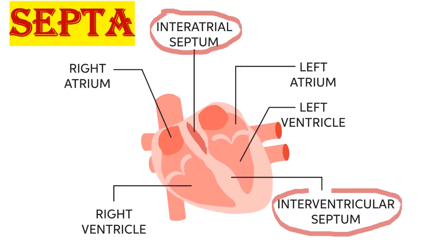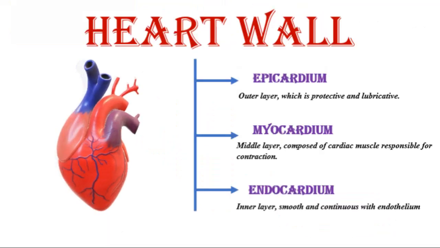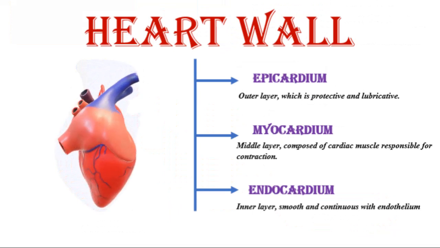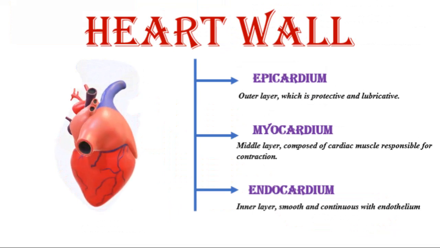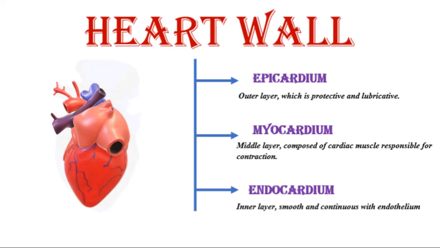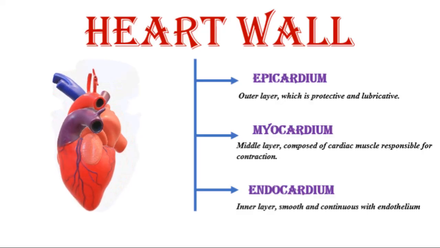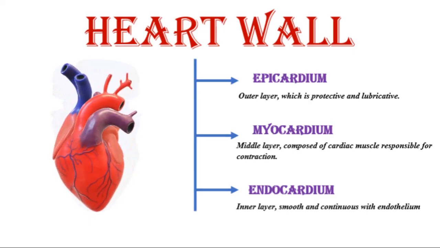If we talk about the heart wall, it is divided into three layers. First is epicardium, that is the outer layer, which is protective and lubricative. Next is myocardium. This is the middle layer composed of cardiac muscle, responsible for contraction. Endocardium, that is the inner layer, smooth and continuous with endothelium.